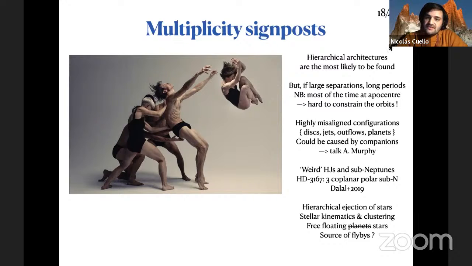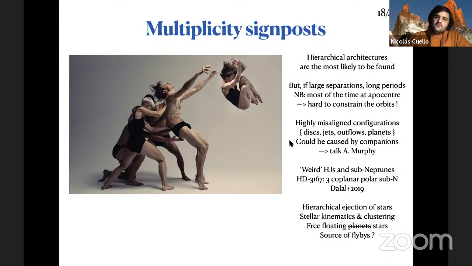Another interesting thing is that these highly misaligned configurations can be inferred from the disk geometry, jets, outflows, and planets. When you see such strange structure, this could be caused by companions. And there is a talk by Murphy that discusses this.